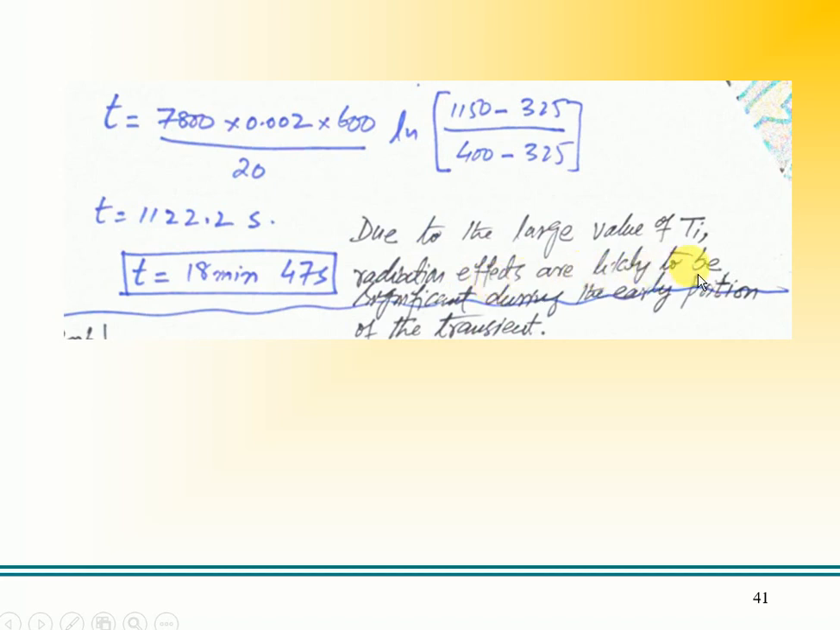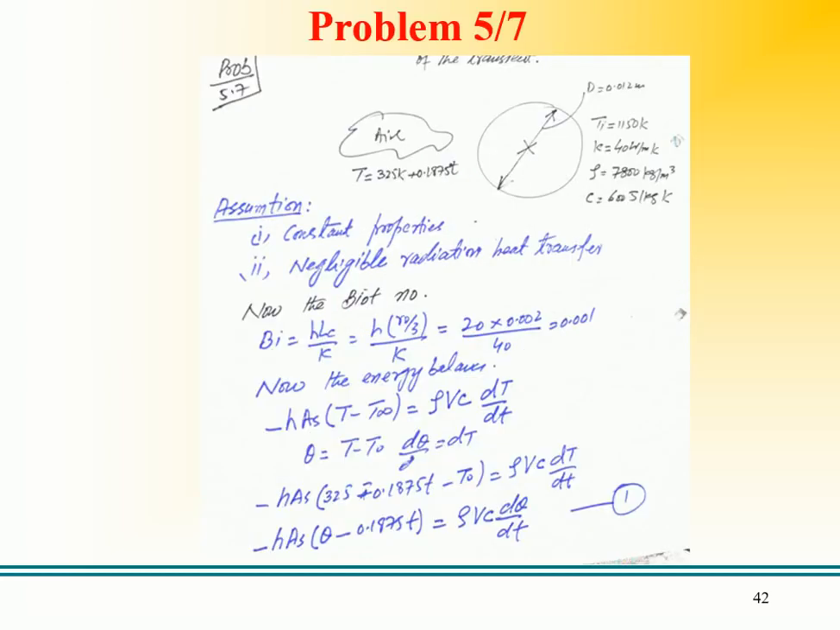Due to the large value of Ti, radiation effects are likely to be significant during the early portion of the transient. Of course, we have ignored the radiation effects, but because the temperatures are very large, we would have to take them into account initially. But this is also a good approximated value. The next problem.